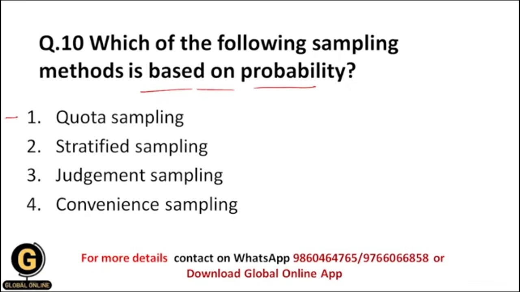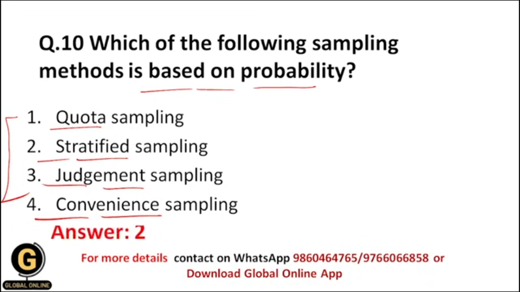Okay, now next, which of the following sampling methods is based on probability? Now here they have asked exactly which of these sampling techniques is the probability sampling technique. So whether it is quota sampling, stratified sampling, judgment sampling, or convenience sampling. Okay, so now all of you understood that there is only one sampling technique, which is the stratified sampling technique, it is the probability sampling technique. Okay, and all others are non-probability sampling techniques.